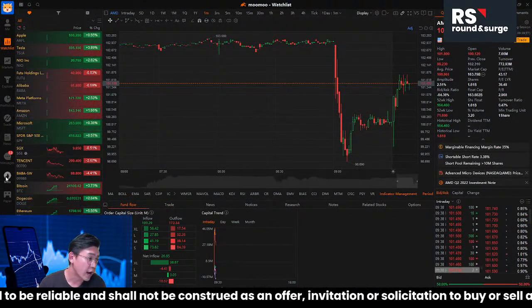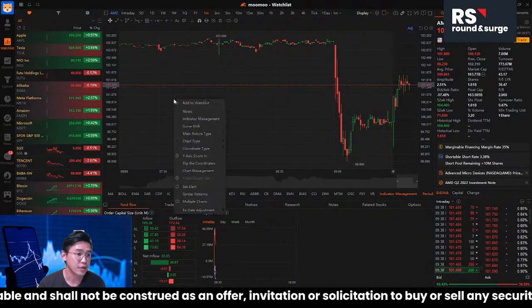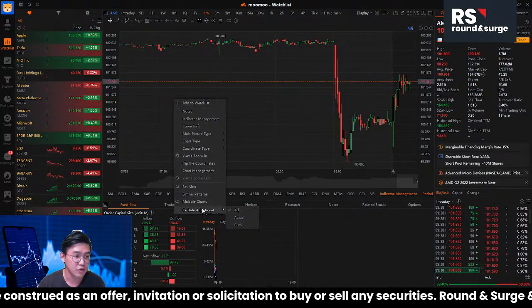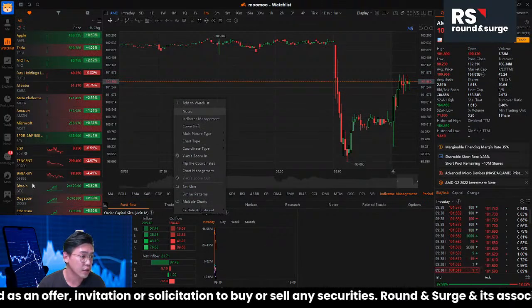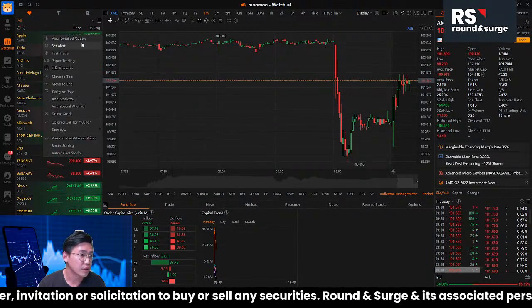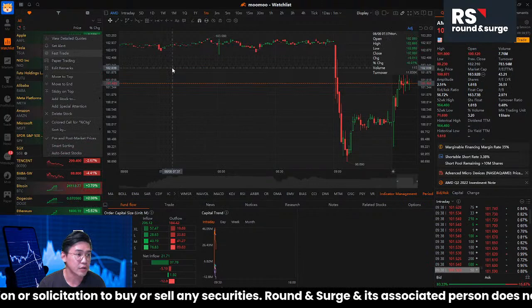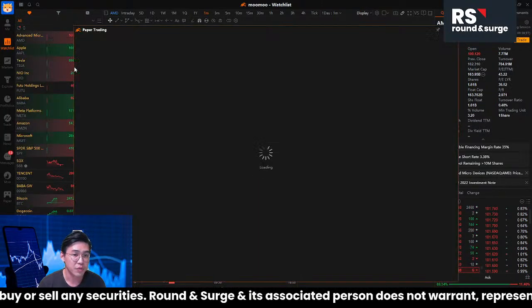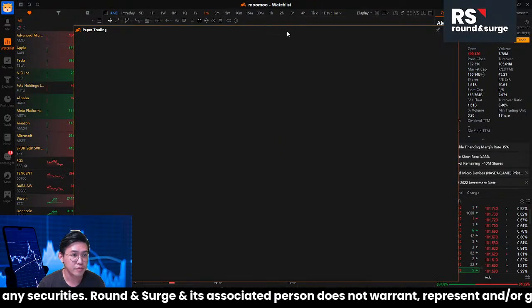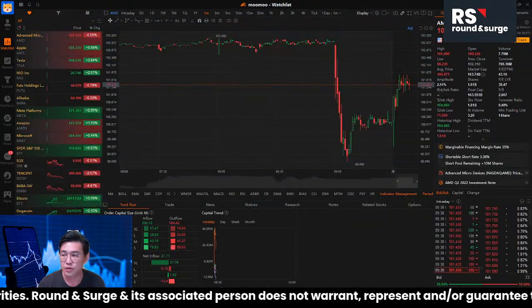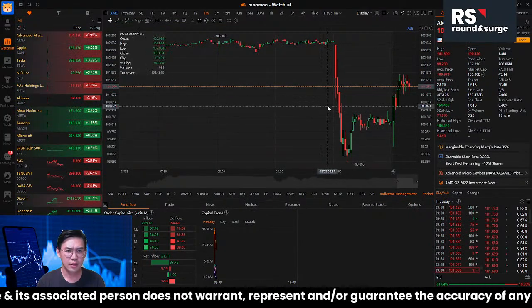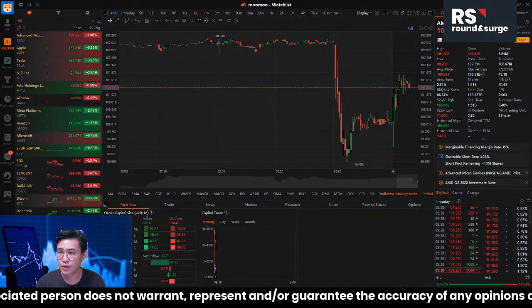So they do have the paper trading as well. If I have this one over here, I think I can move to paper trading, but I need to add it to here first. So add to watch list, then go to paper trading. So it's another screen over here. I'm just gonna put it aside first. Right, so market is starting. We look into it.